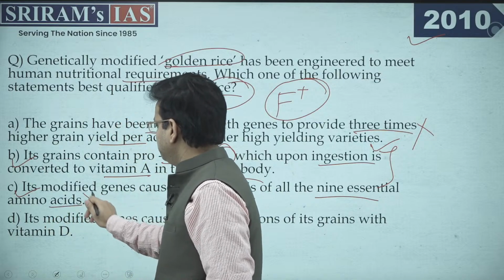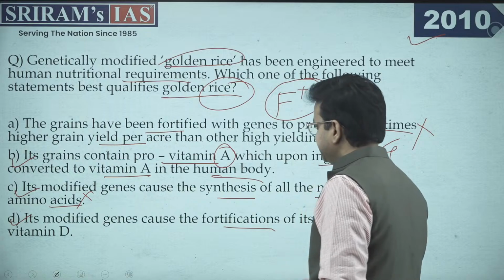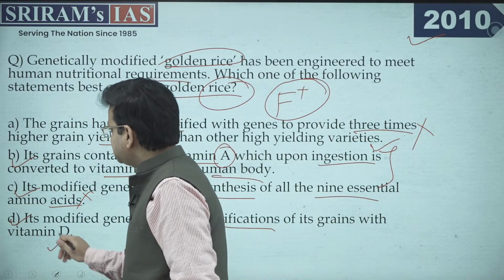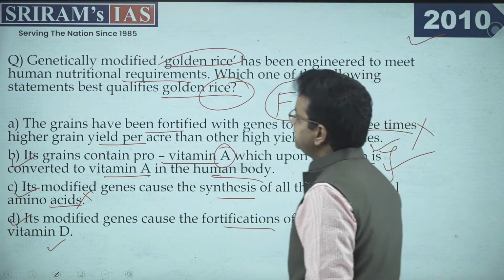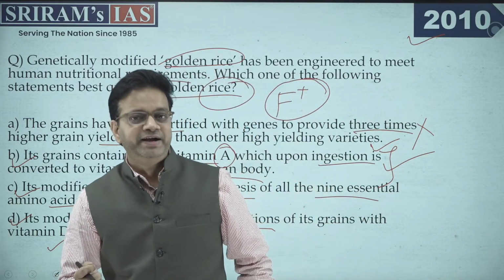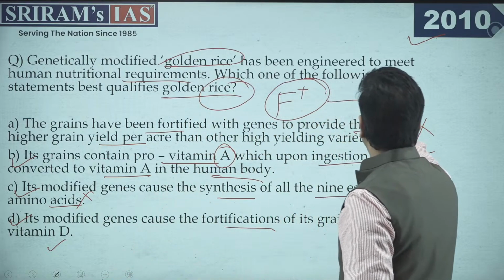Now this has nothing to do with this, and it's modified genes cause fortification of the grains with vitamin D. For this the correct option is B, and this is absolutely correct because in the golden rice the level of vitamin A was increased. Now when it comes to fortification, I want you to be very clear.